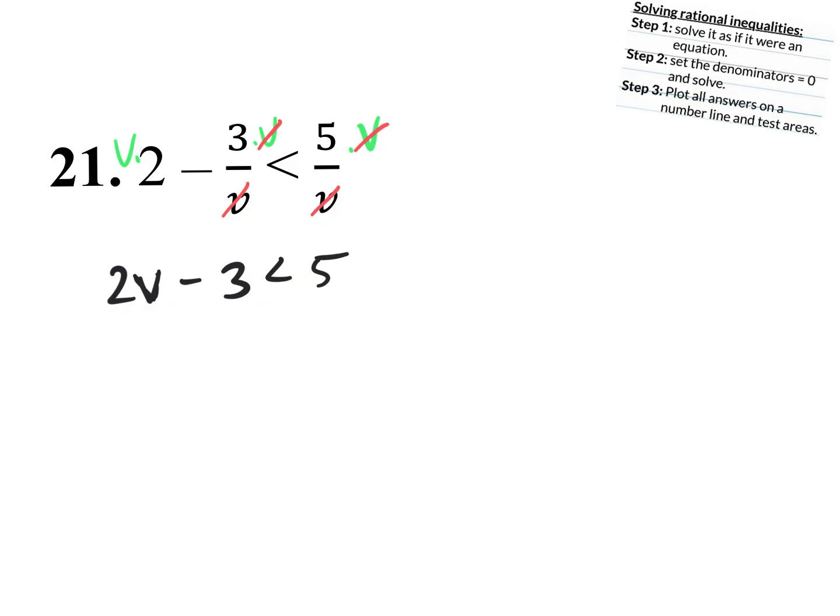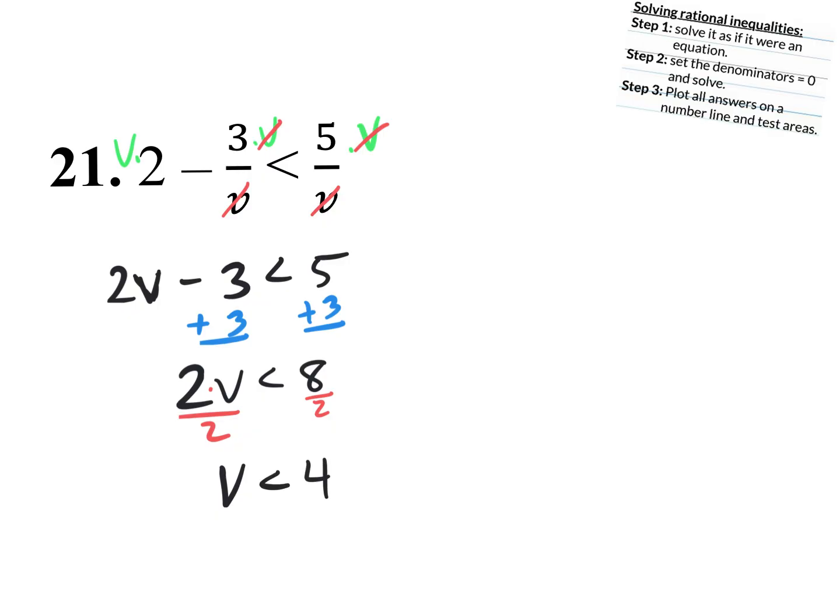Now let's solve for v. Let's get rid of the minus 3 by doing plus 3. What you do to one side, do to the other side. You have 2v is less than 8. Final step, get rid of the multiplication by 2 by dividing by 2. What you do to one side, do to the other. You end up with v, and you don't flip the inequality, because you didn't divide by a negative.